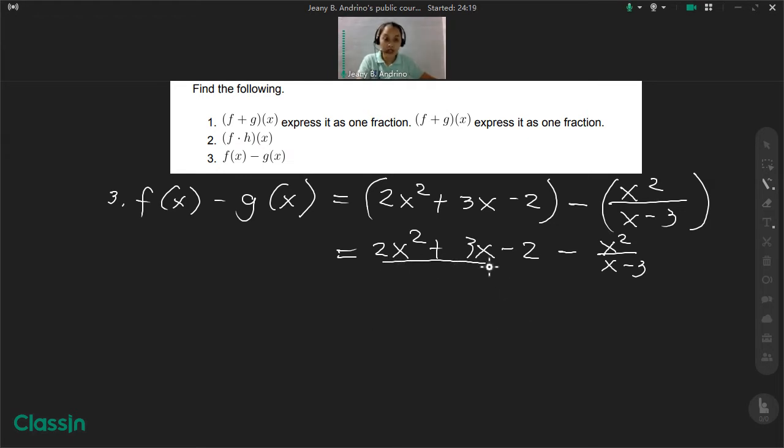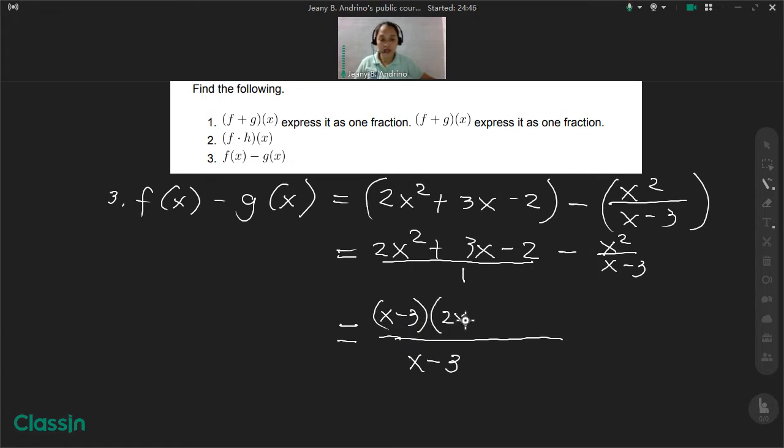Take note on this one. This is your first function. You may have that one with 1 as the denominator. So the LCD here is the same thing. We have x minus 3. And again, you will be dividing your LCD with the denominator of each of your function. So we have x minus 3 divided by 1, that's x minus 3. And then we will be multiplying this one to the numerator. So we have 2x squared plus 3x minus 2.